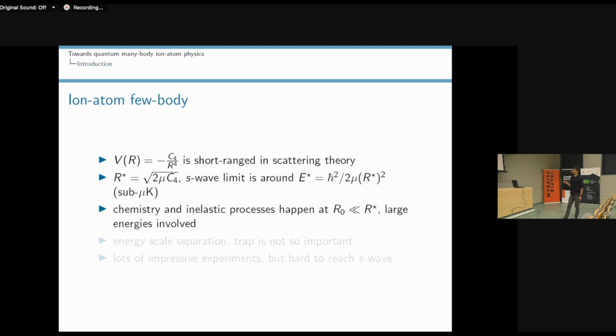And in this region, the potential well is very deep, and typically large energies are involved compared to the trap scales. So even if you are not able to cool the ion to very low temperatures comparable with the surrounding gas, you have an energy scale separation, and you can work in a Paul trap and study exciting few-body physics. There are lots of impressive experiments, some of them shown over the past few days. There is a problem, of course, with reaching the S-wave limit, but if you want to study chemical reactions, this is not crucial. Of course, it's crucial if you want to check the threshold laws, as Johannes Dagmar was showing yesterday.